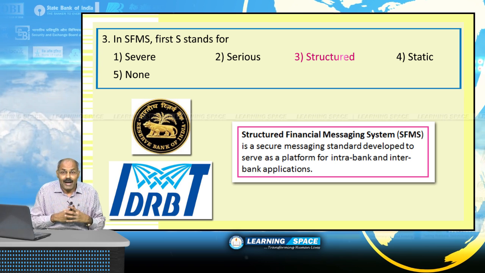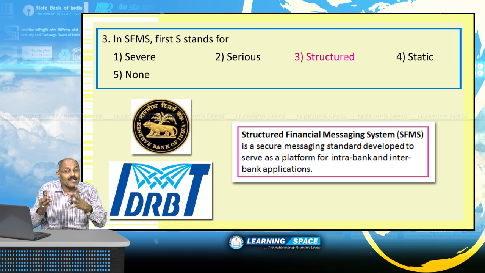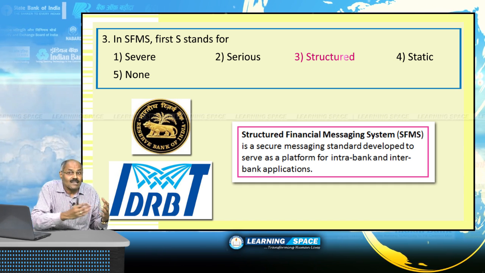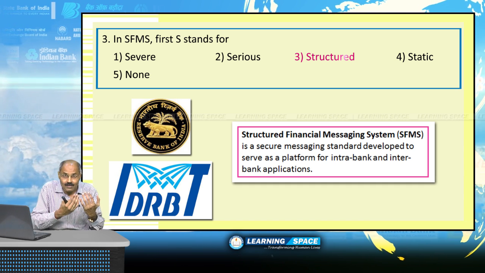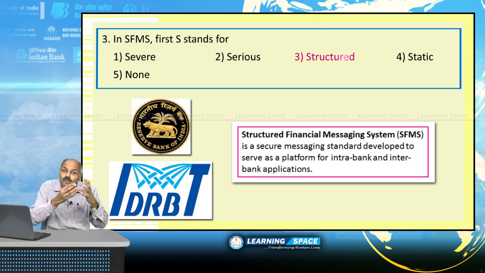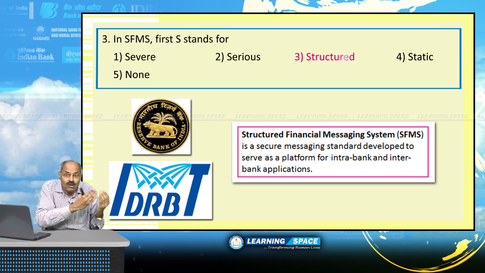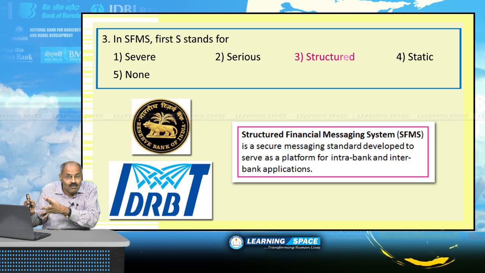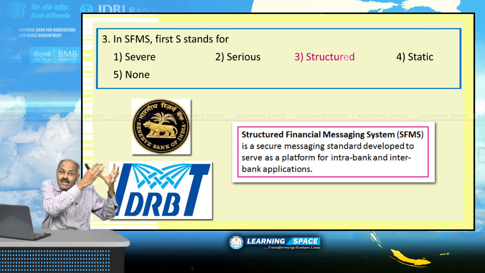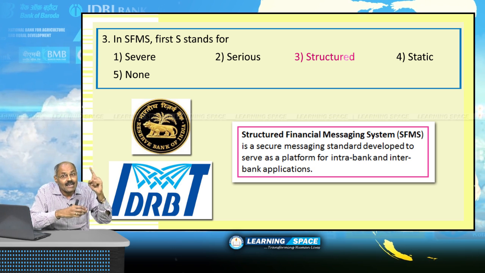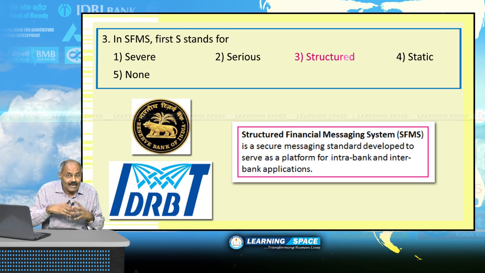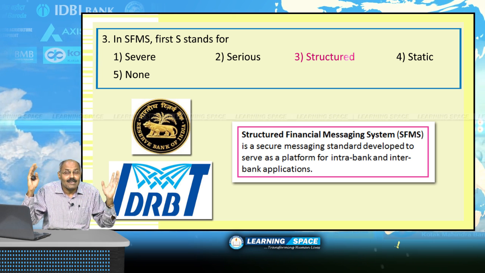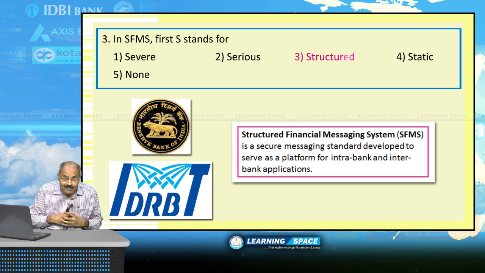What is intra-bank? If SBI Chennai wants to communicate with SBI Lucknow, that is intra-bank. If ICICI Bank Chennai wants to communicate with the State Bank of India Delhi, it is interbank. Intra-bank is between the same bank. Interbank is between various banks.